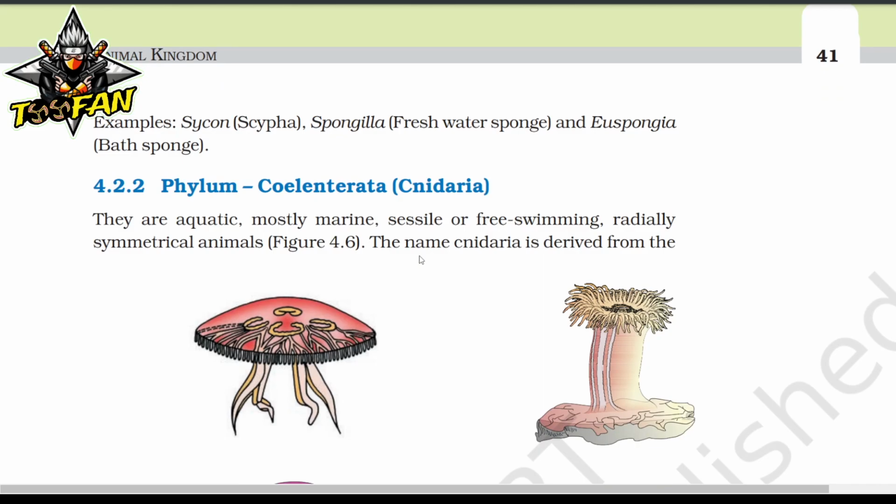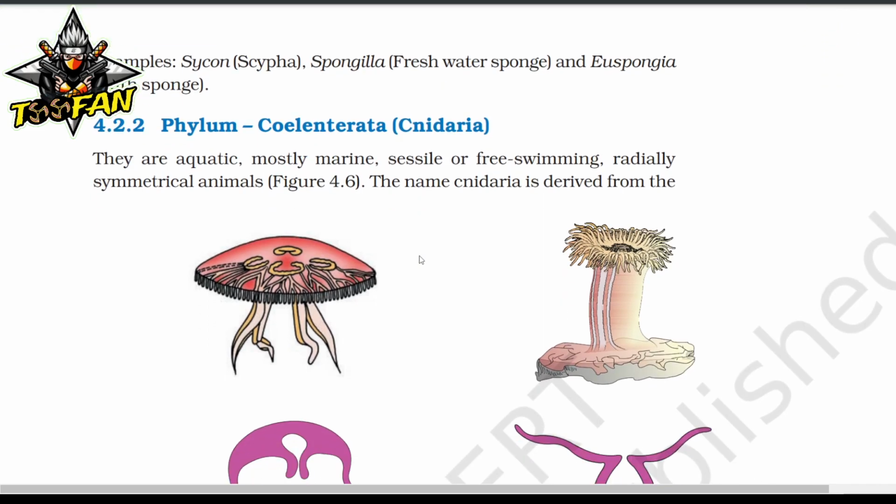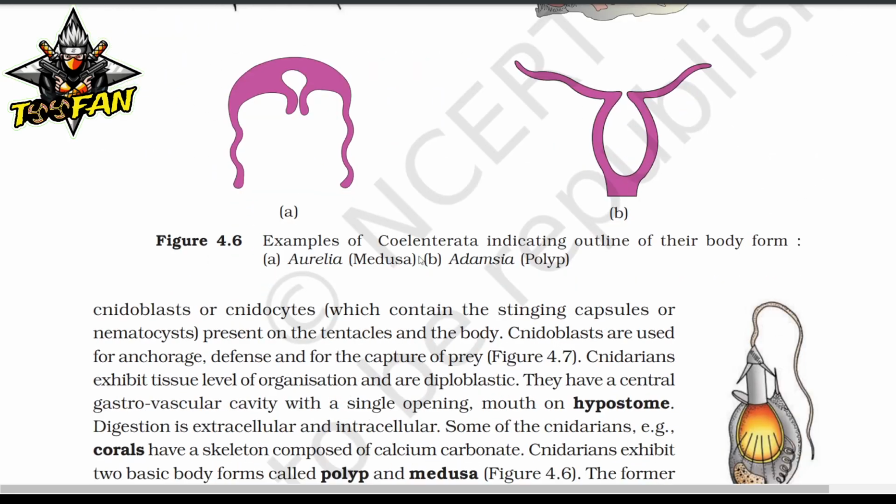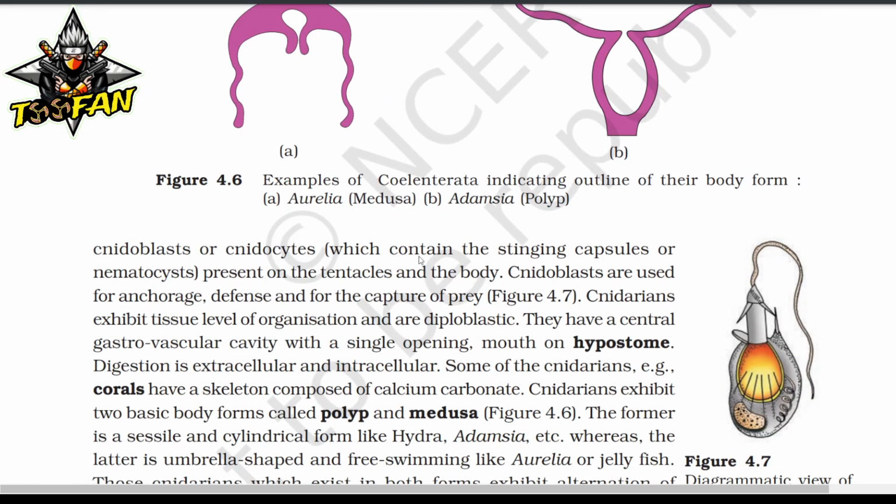Now, phylum Coelenterata, Cnidaria. They are aquatic, mostly marine, sessile or free-swimming, radially symmetrical animals. The name Cnidaria is derived from the cnidoblasts or cnidocytes, which contain the stinging capsule or nematocyst present on the tentacles and the body. Cnidoblasts are used for anchorage, defense and for the capture of prey. Cnidarians exhibit tissue level of organization and are diploblastic.